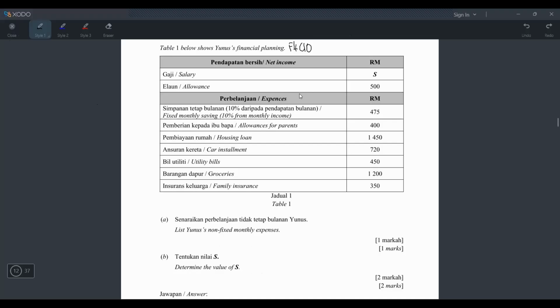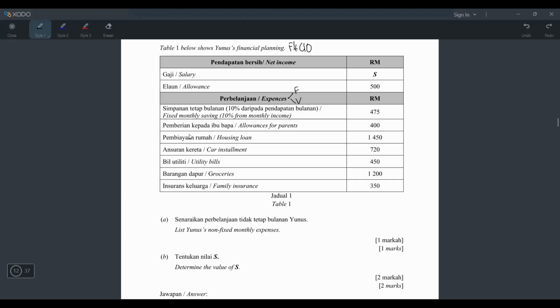Okay, expenses got 2 types. One, we call it fixed expenses. One, we call it variable expenses. What is fixed expenses? Okay, let's explain using the example here. Fixed expenses means expenses that we cannot control. Variable expenses is expenses that we can control by being careful, by saving, right?